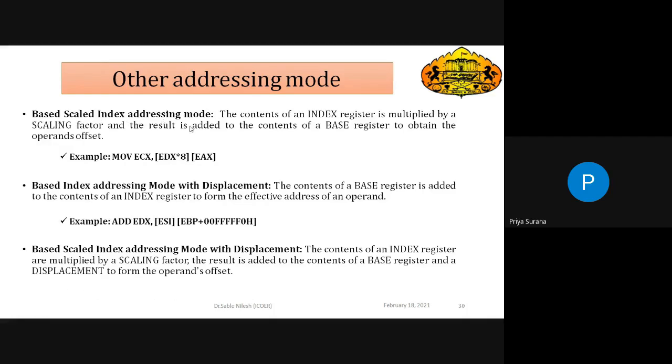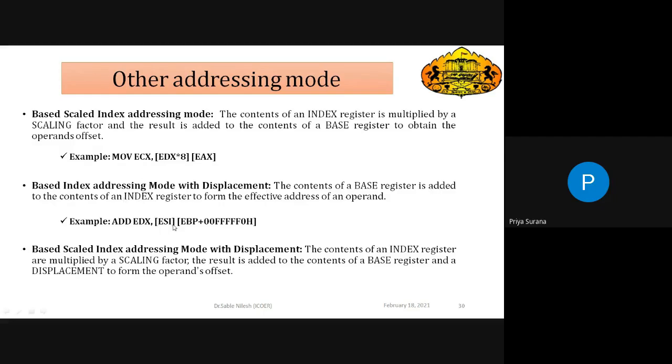Next addressing mode is base index addressing mode with displacement. The content of the base register is added to the content of the index register to form the effective address of the operand. The name is given base index addressing mode with displacement, because a direct value is there as a displacement value. So all this content will be used to form or to get the address of the source operand.